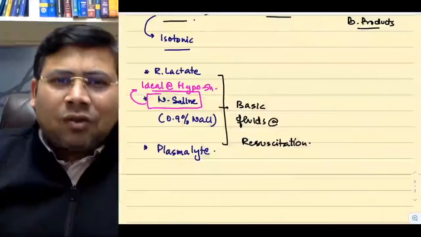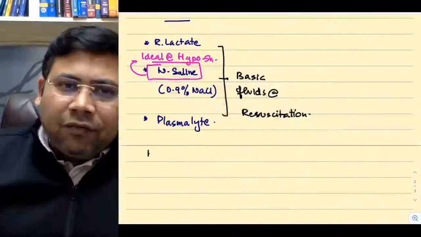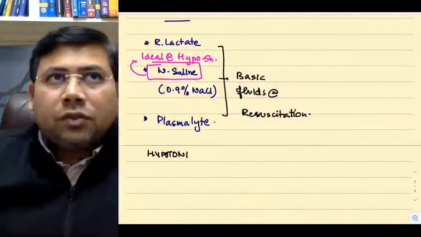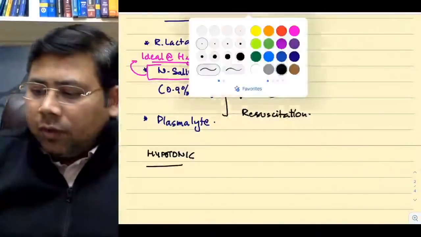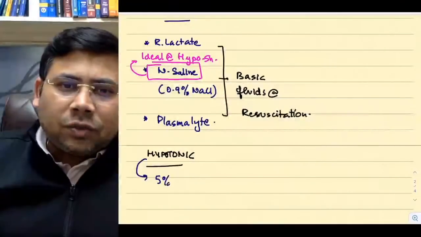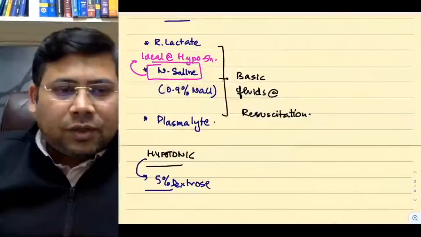I will discuss all these things, don't worry. The next thing that we have is hypotonic solutions also. If you talk about hypotonic solutions, what are the hypotonic options that we have? We have 5% dextrose. Yes or no? It's a hypotonic solution.